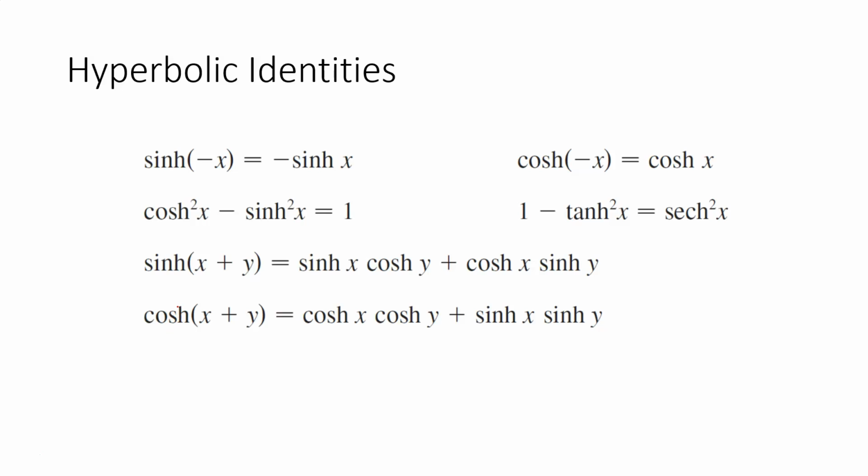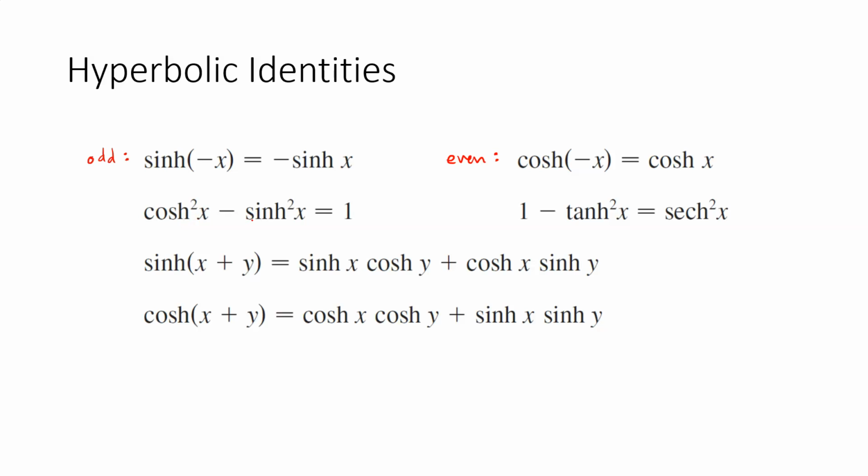Here are some interesting identities that we notice right off the bat look very similar to the trig identities. For instance, sine is an odd function, so our hyperbolic sine is an odd function. We notice that in the graph it had that odd symmetry. Hyperbolic cosine is an even function, right? So it satisfies the property that hyperbolic cosine of negative x equals hyperbolic cosine of x, so it's an even function.